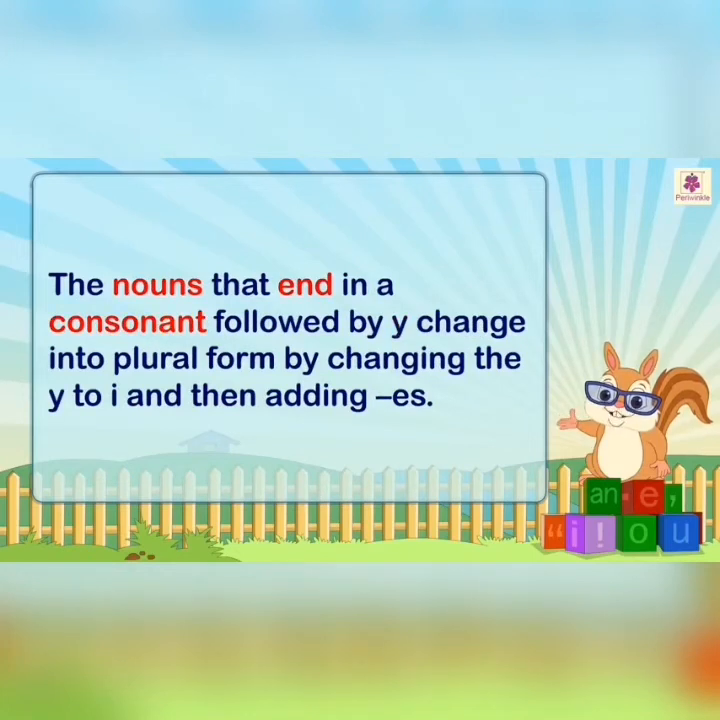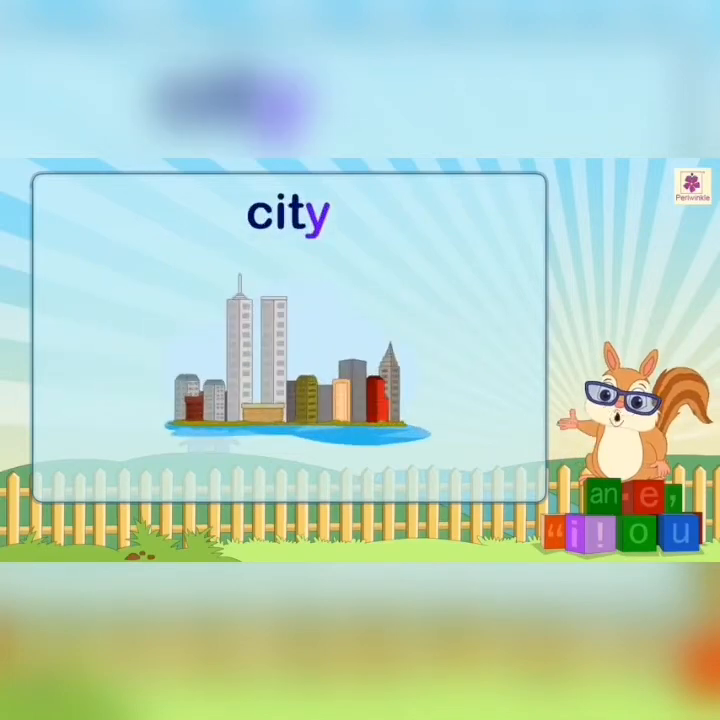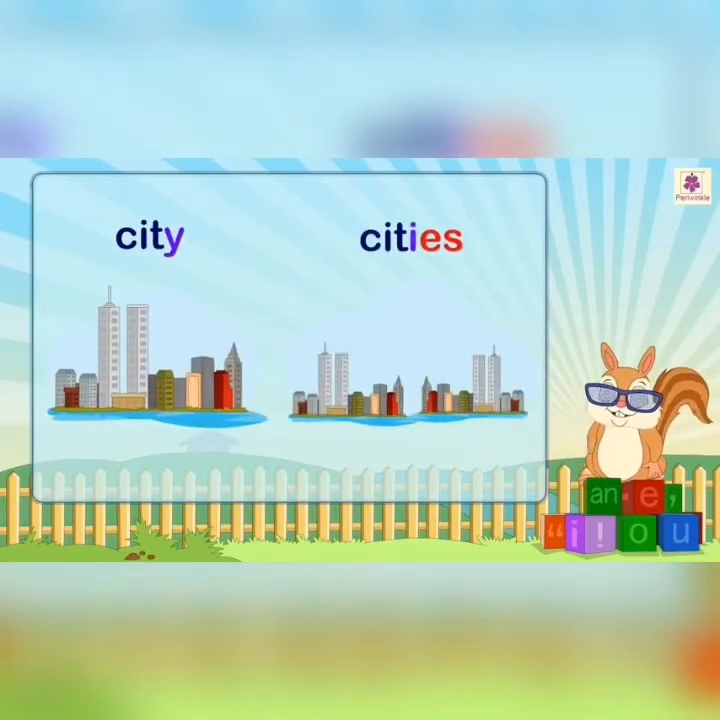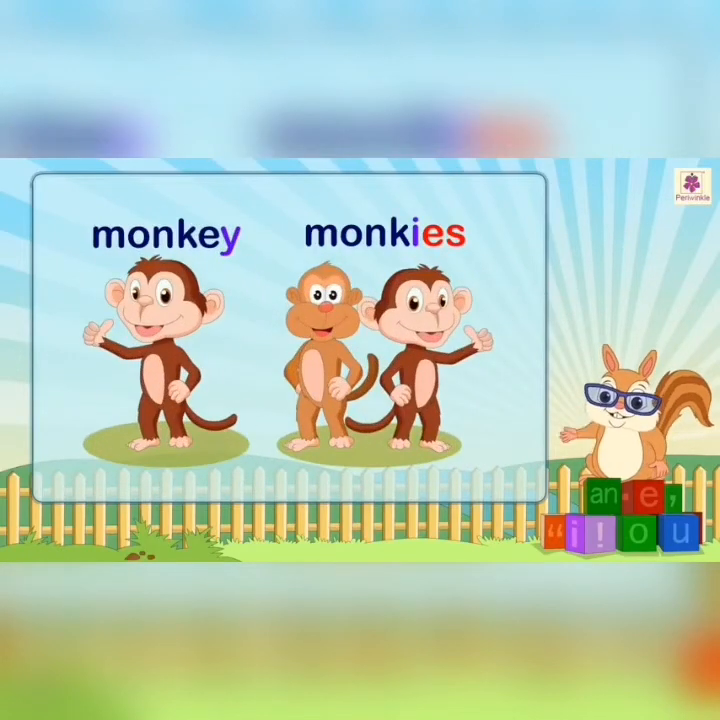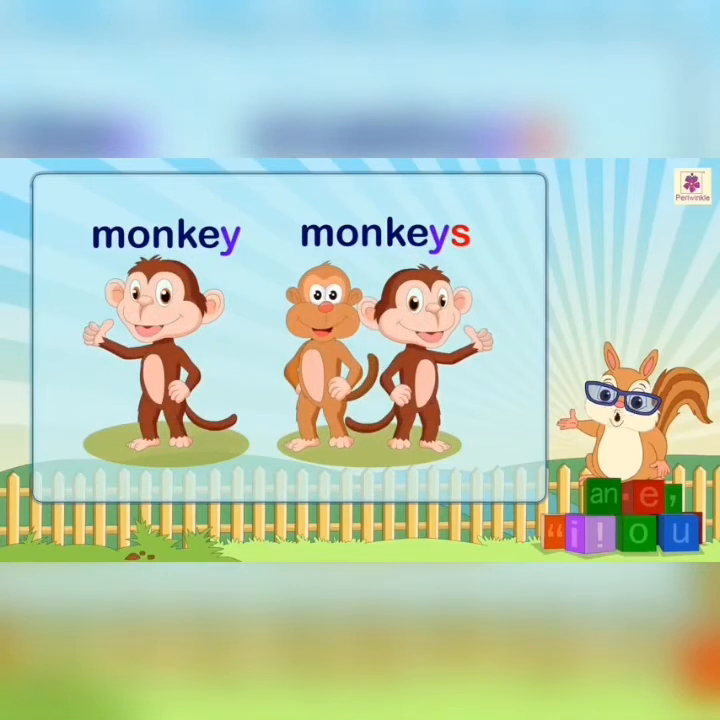So the nouns that end in a consonant followed by y change into plural form by changing the y to i and then adding es. So drop the y in such words and change it to i. Okay? Then you add es. So we have examples of city, cities, country, countries. Monkey, however, wouldn't work that way. Okay? So you wouldn't add es or change y to i in the case of monkeys. Instead, you just add s. So monkey, monkeys. This is an exception to the rule that we just talked about.